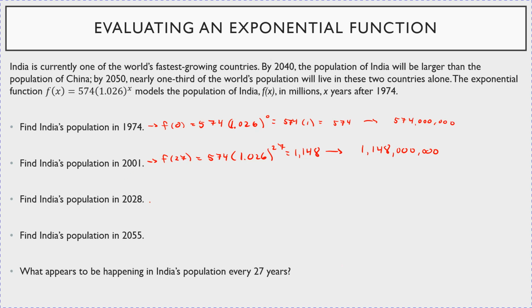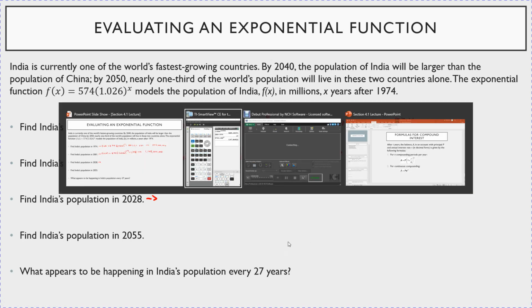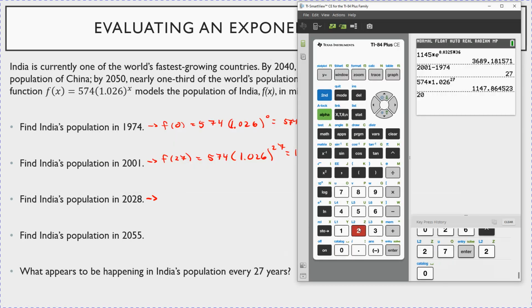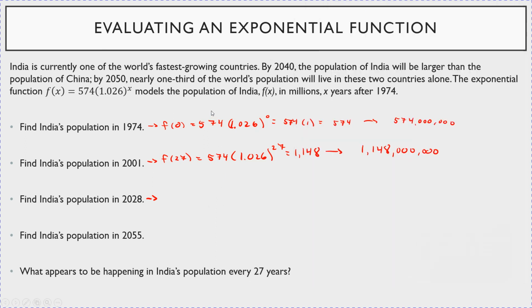Okay, so again, let's note it. What's really interesting is, check this out. Did you notice that to go from here to here, it doubles? Okay, that doubled. So let's see what happens in another 27 years. So in 2028. 2028 minus 1974, that's 54 years. So f of 54.